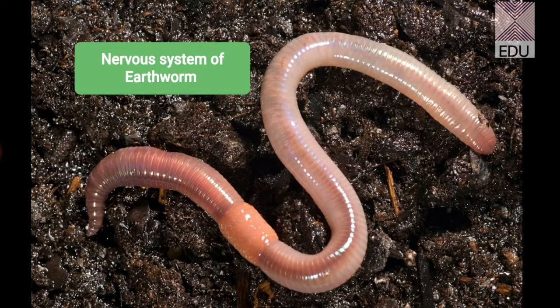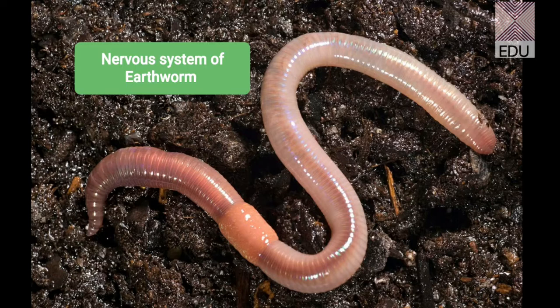Good morning, students. In this lecture, we will be talking about the nervous system of earthworm. So, students, the nervous system in the earthworm is well developed and it is a concentrated type of nervous system. In previous animals we have seen, such as Sycon, the nervous system was of diffused type, but here it is quite well developed.